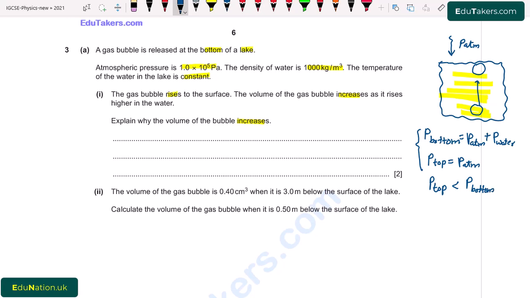But in the question we have to tell why the volume of the bubble increases. So we have to tell about the volume, and the temperature is kept constant. So by using Boyle's law, in Boyle's law, the pressure is inversely proportional to volume, keeping the temperature constant.